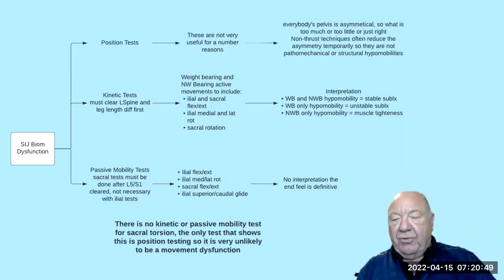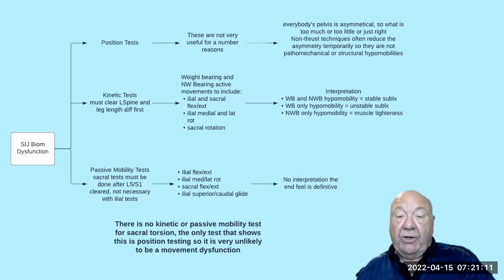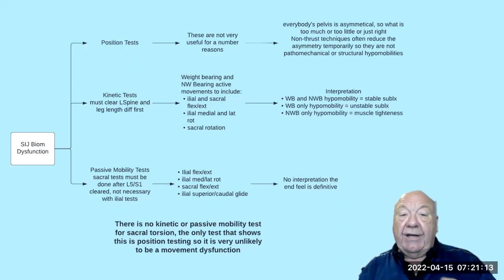Now, it is possible, as I said, if you actually have a torsion across S1-2, because that disc can be very, very well developed and just encased in some cortical bone. So it's arguable that you can get that torsion in there. But there is no kinetic test that will show that. There's no passive mobility test that will show that. Only the position test will. So my guess is it really doesn't exist as an entity.